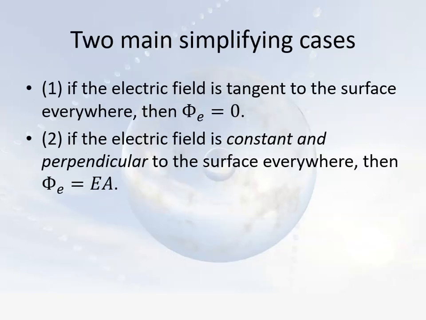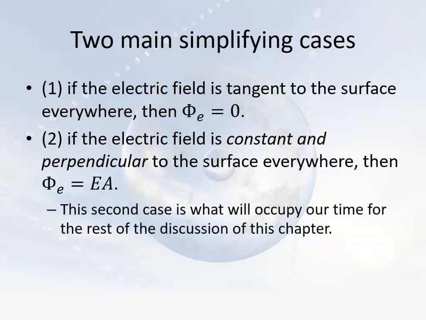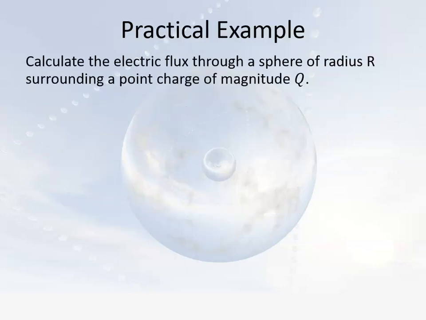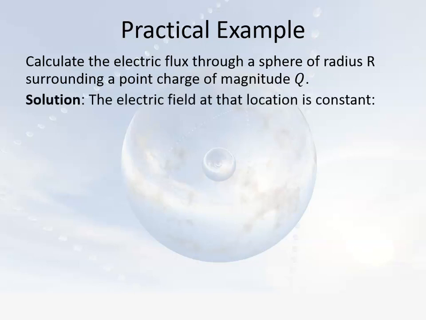So again, two main simplifying cases. If the electric field is tangent to the surface, then the flux is zero. If it's constant and perpendicular to the surface, then the electric flux is E times A. And we're now going to turn our attention to that second situation. Here's our example. Calculate the electric flux through a sphere of radius capital R that surrounds and is concentric with a point charge of magnitude capital Q.